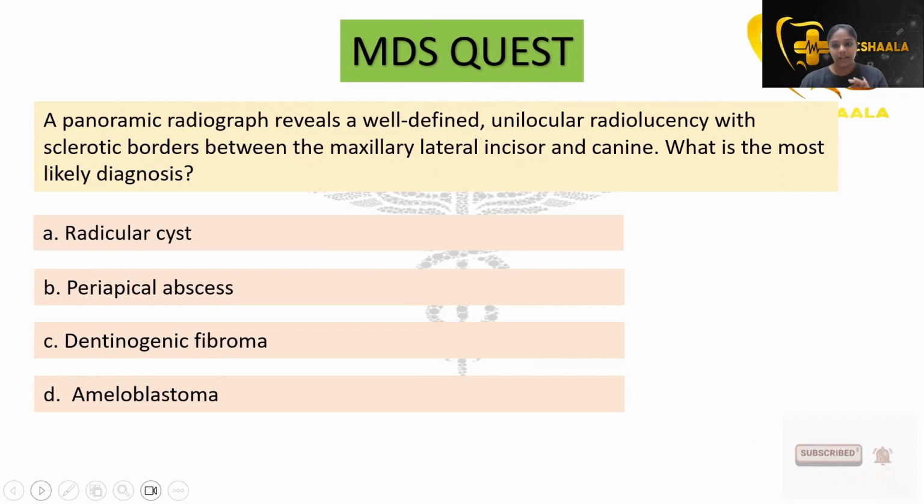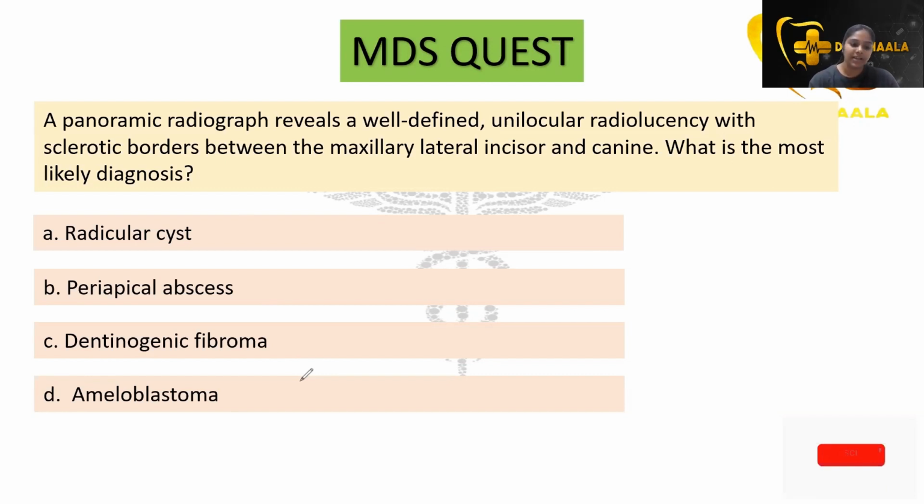Radiolucency: well-defined unilocular radiolucency with sclerotic borders between maxillary lateral and canine. What is the most likely diagnosis? For this, you have to know how these look in the radiograph and where the location is. Radicular cyst is most commonly associated with chronic pulpitis. It is seen at the apex of all the teeth, especially mandibular teeth.